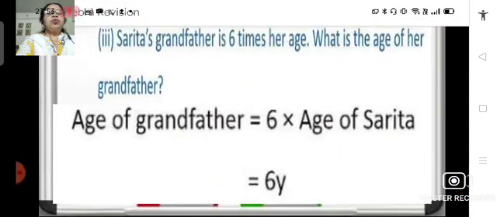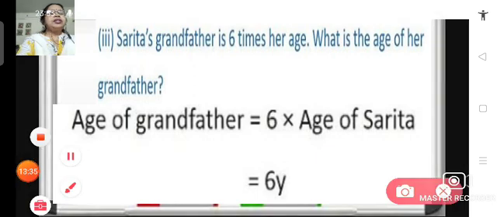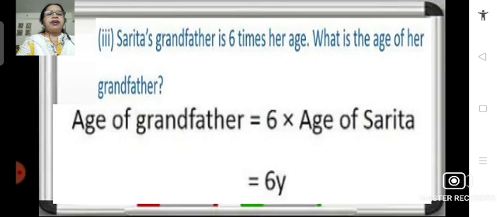Sarita's grandfather's age is 6 times her age. What is the age of her grandfather? So, the age of the grandfather is 6 times Sarita's age. That means 6 into the age of Sarita. Sarita's age is y years, so the age of the grandfather will be 6y years.